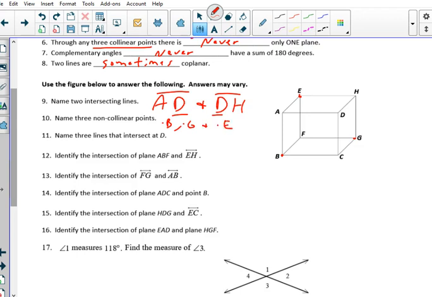Name 3 lines that intersect at D. Well, again, DH, DG, DA. DC. Okay, so DA, DC, and DH.